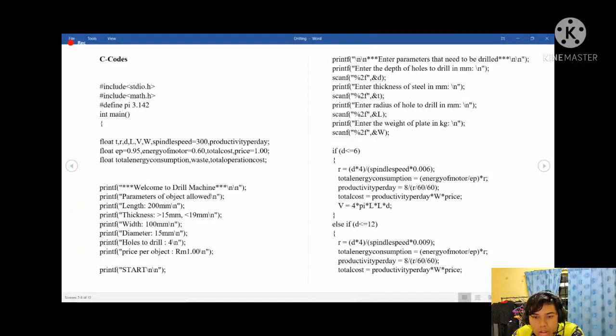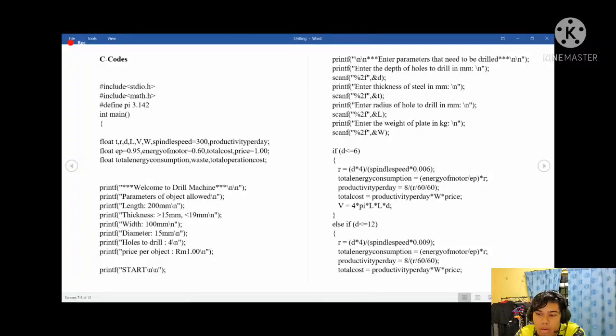And this is the C code. So we need to enter the spindle speed, productivity per day, float, energy of motor, total cost, one ringgit, and total energy consumption, waste, total operation cost. So we need to enter the parameters: the depth of hole, the thickness of steel, the radius, and the weight.